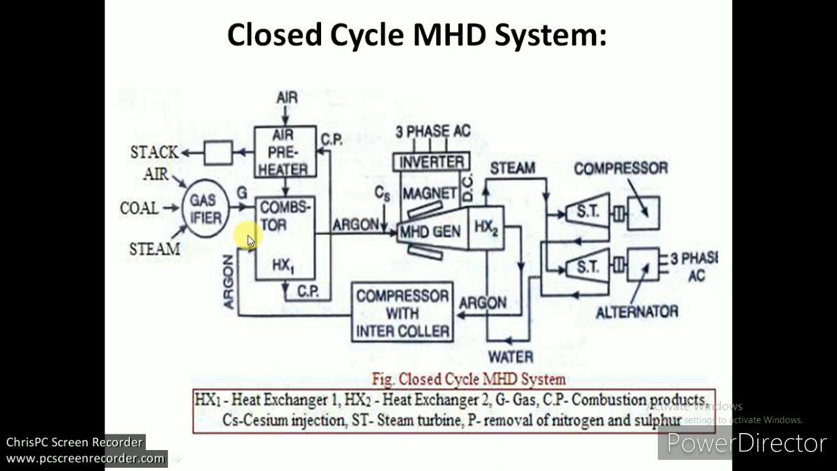The provision of the nozzle is very important here, because it can enhance the velocity of the incoming air into the MHD box. The increment of the velocity is around 150 meters per second. So this is another advantage.